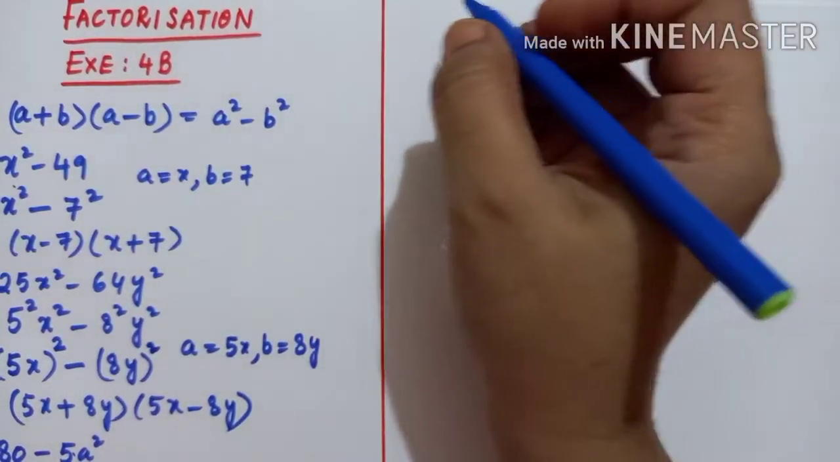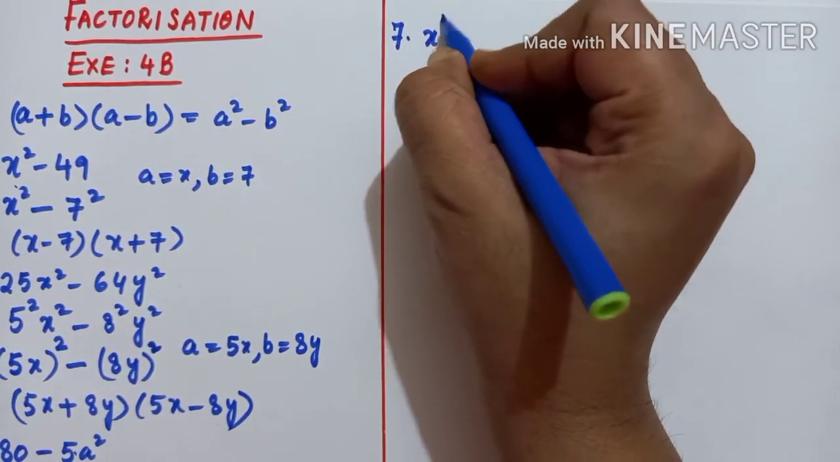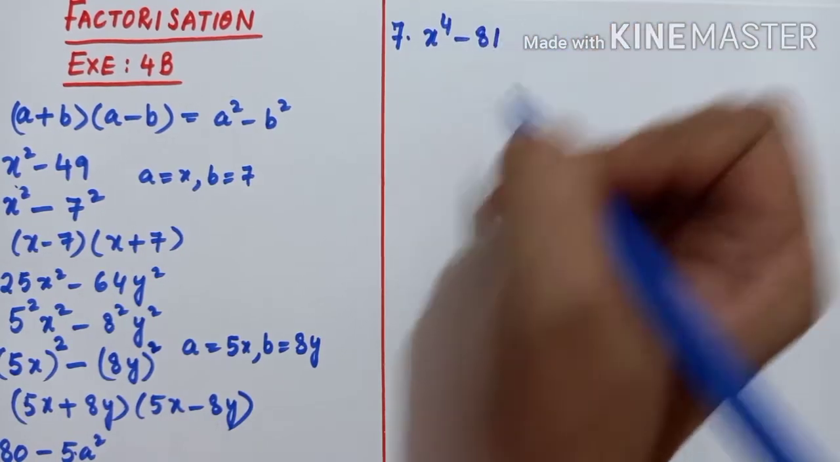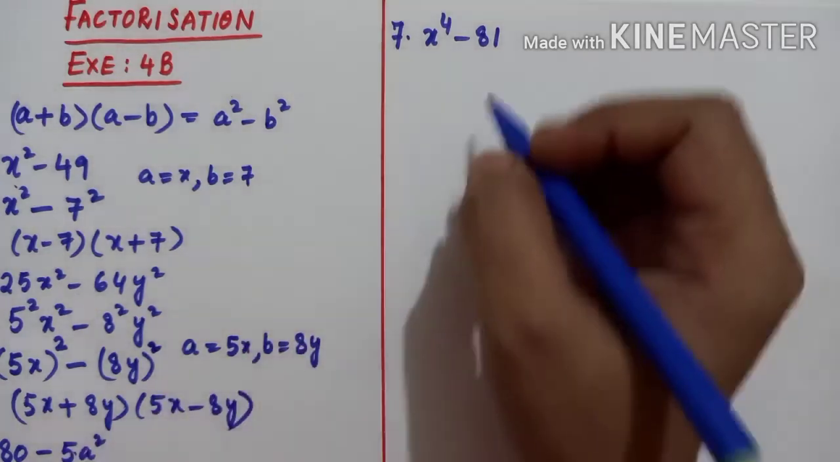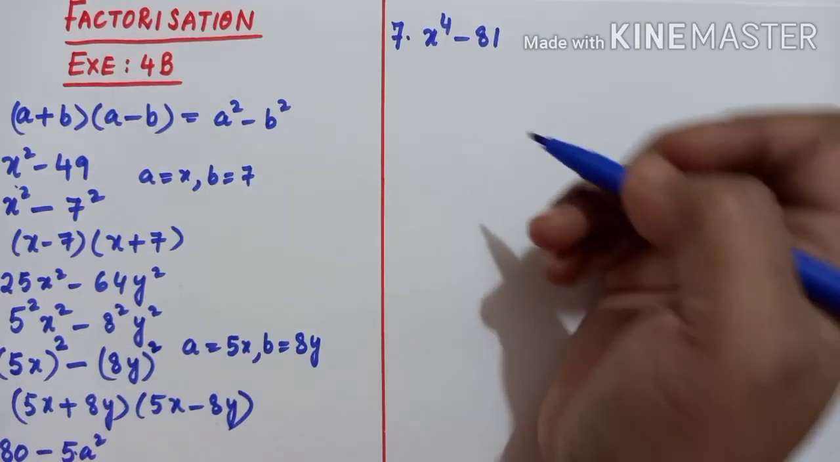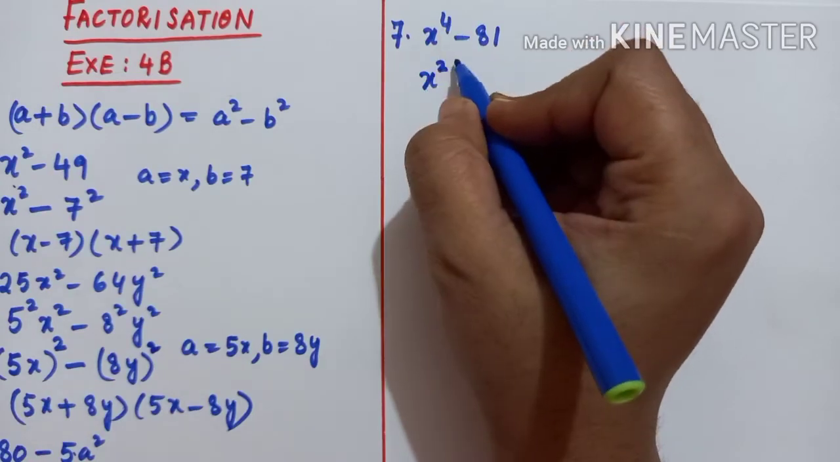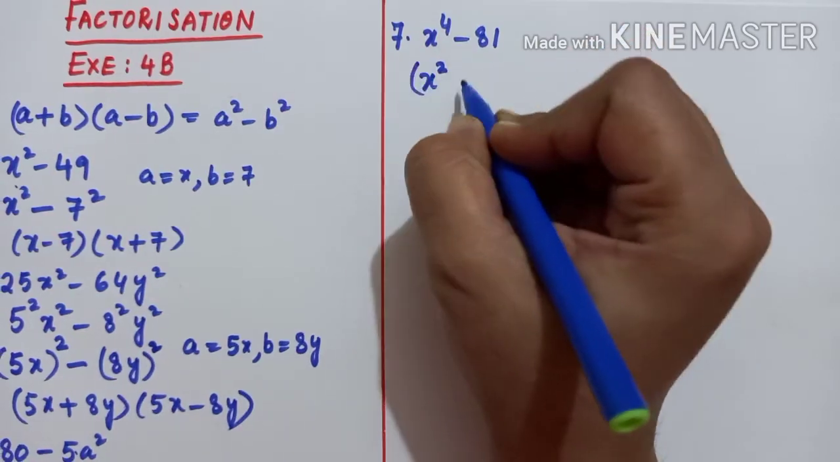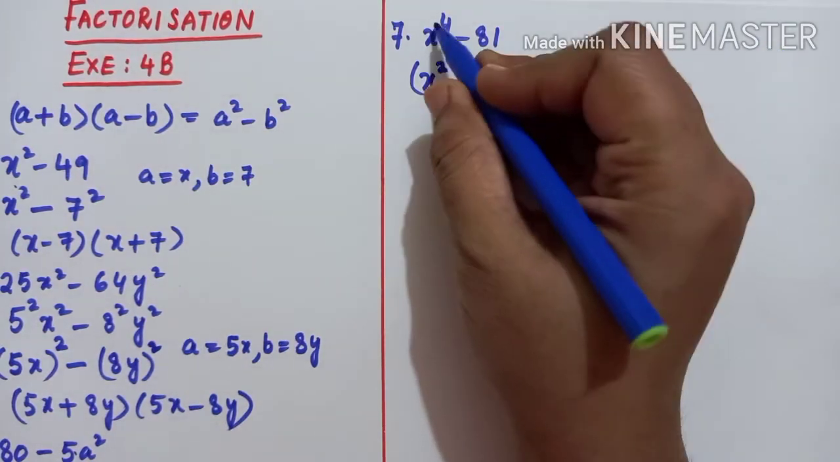Now let's go to the seventh problem. The seventh one is x power 4 minus 81. Here, instead of a square, you have a power of 4. So how can you write x power 4? Can you write 4 as 2 into 2? Yes, of course. So 4 you can write as 2 into 2, one power inside the bracket and one power outside the bracket. 2 2s will be 4.